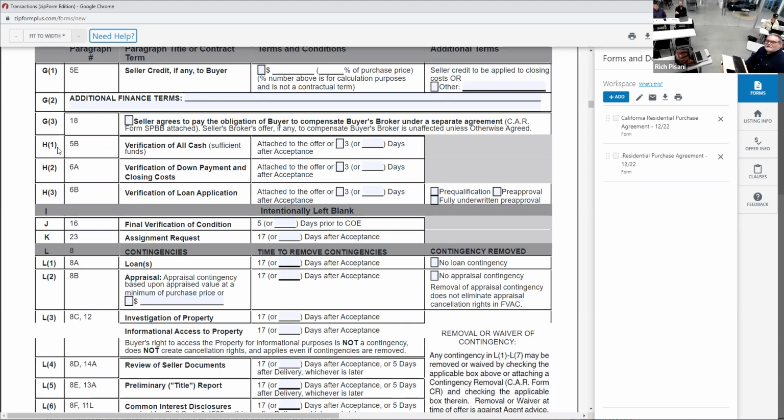Okay, this next one, 3G3, is tripping everybody up since they added it in December. Seller agrees to pay the obligation of buyer to compensate buyer's broker under separate agreement, seller's broker offer if any to compensate. Okay. You only use this item here if, one, you have a buyer's broker agreement.